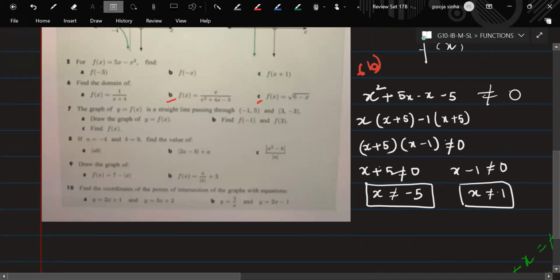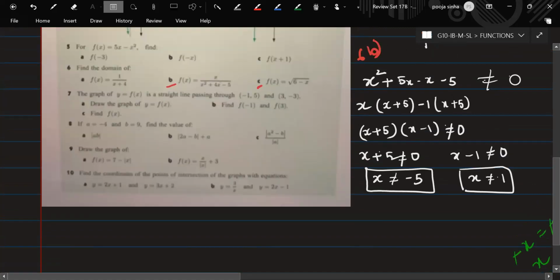Yes, ma'am. Find f of -1 and f of 3. Next. 7th question, B part. f of -1 is 5 and f of 3 is -3. They've given that. You've done it already? They've given it. Yes, they have given it already. Yes. Find f(x). I don't get how you do that.